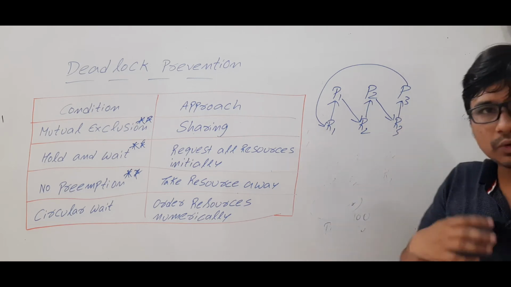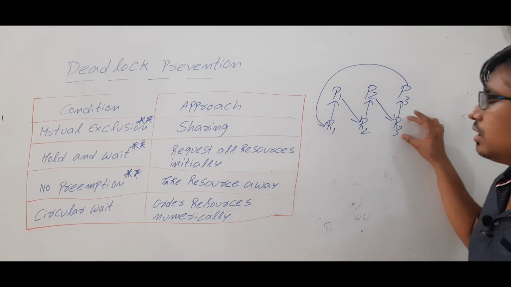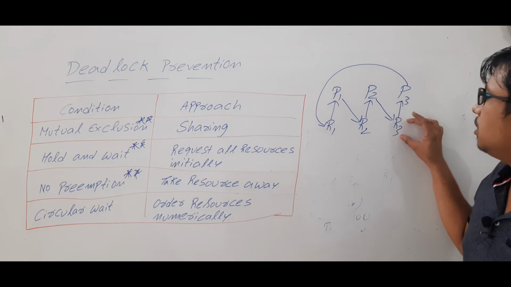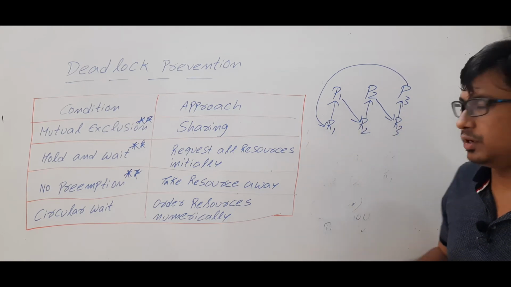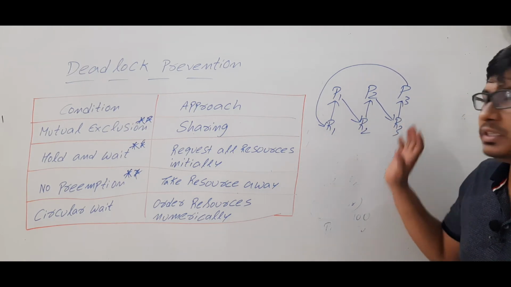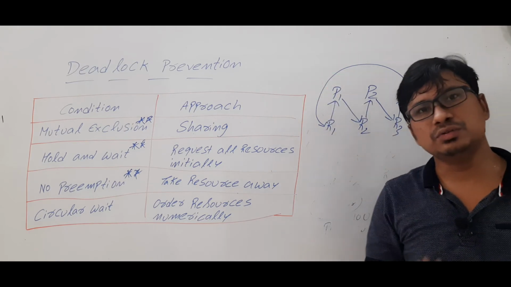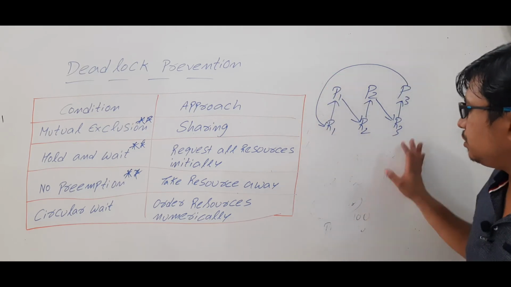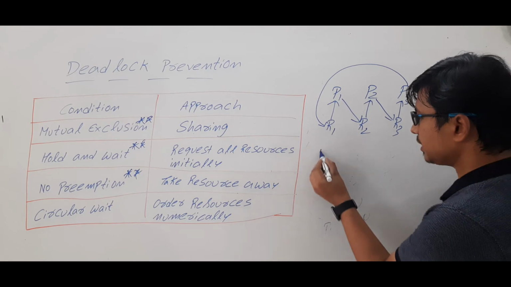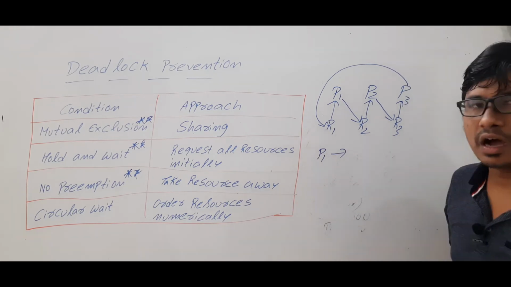Similarly, if process P3 wants to complete its task, it needs both R3 and R1. However, R3 is with process P3, but it is waiting for resource R1. Is it clear? So, process P1 is waiting for resource R2.